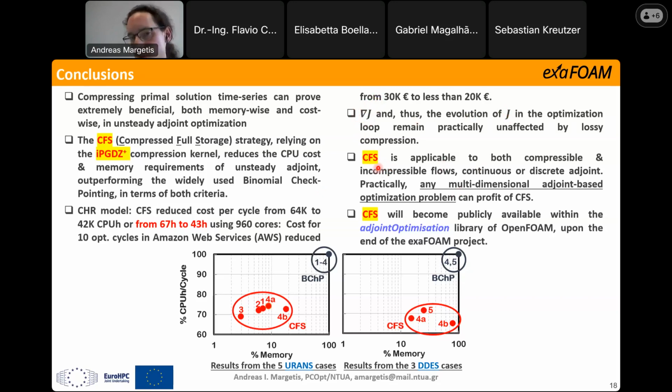Although CFS was demonstrated in this presentation with incompressible flows, it can equally well be applied with minor adjustments in compressible flows using either the continuous or the discrete adjoint formulation. Practically, as I said also in my introduction, any multidimensional adjoint-based optimization problem can profit from CFS. Note that CFS will become publicly available as part of the adjoint optimization library of OpenFOAM upon the end of the exaFOAM project.